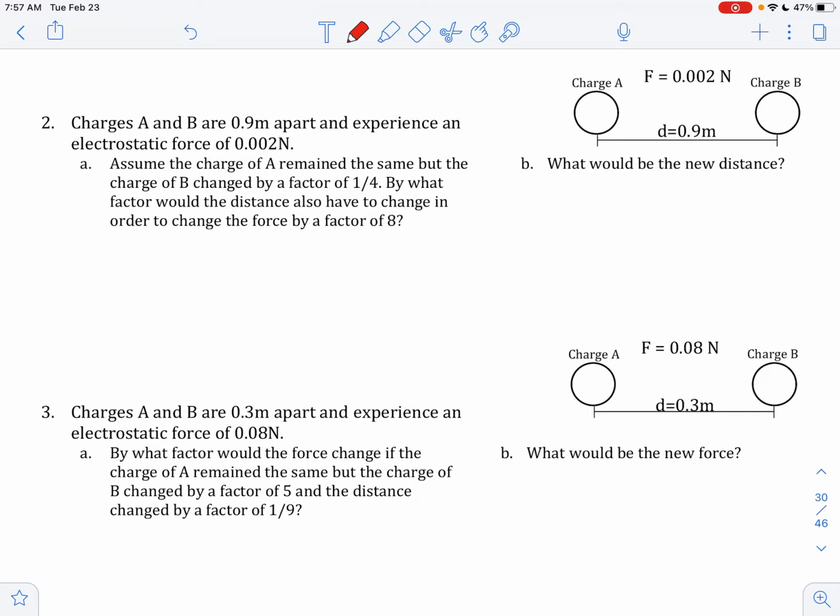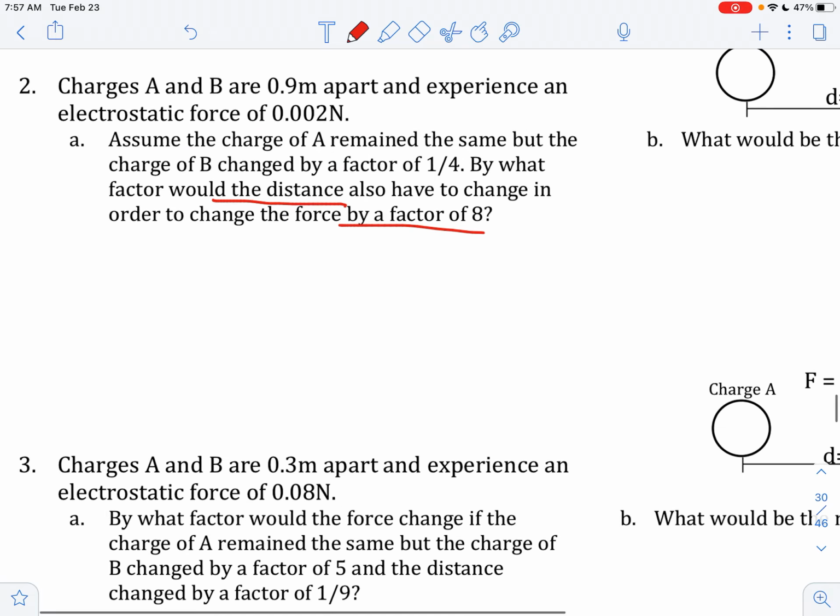Charges A and B are 0.9 meters apart and experience an electrostatic force of 0.002 newtons. Assume charge A remains the same, but charge B changed by a factor of 1/4. So charge B, we'll call that Q2, is 1/4. By what factor would the distance, so we're looking at D, also have to change in order to change the force by a factor of 8? Okay, so we have multiple variables changing here.